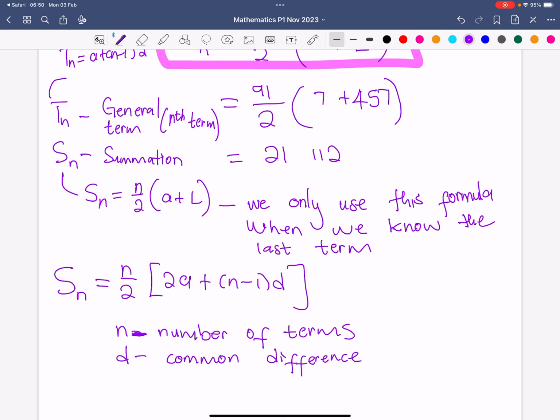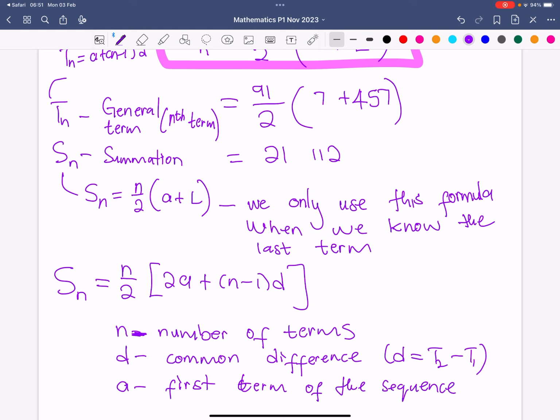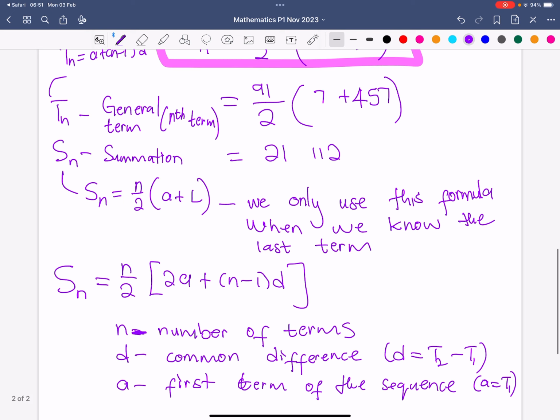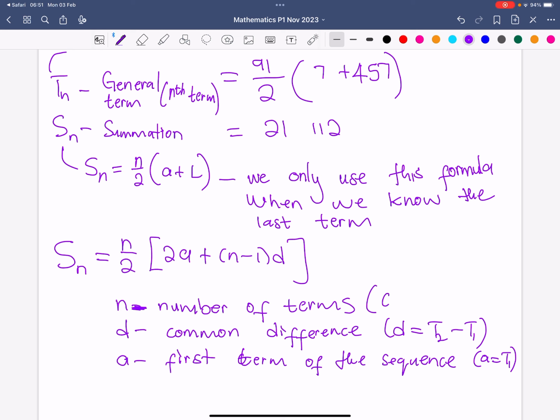Of course, your d is equals to t2 minus t1, and then your a, which is the first term of the sequence, is equals to your t1. And then, yeah, that's that. They will give you the value of n. So this one is normally given, or they'll tell you how many terms you should calculate.